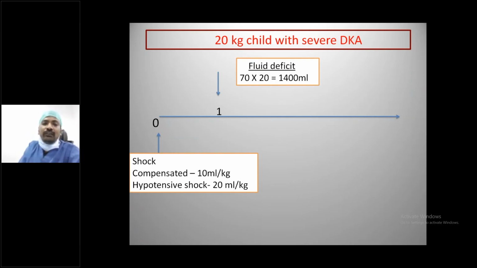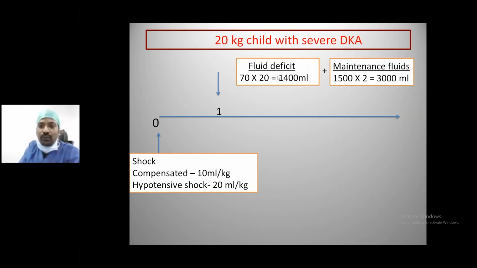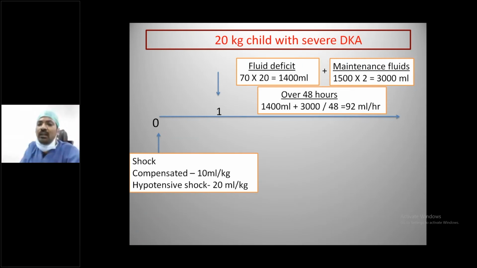After 1 hour, we calculate the fluid deficit. For a 20 kilo child, the deficit is 6.5 to 8.5% of the body weight. We take 7.7% of the body weight, so 70 into 20 comes to around 1400 ml, plus maintenance fluid. As we have chosen to correct over 48 hours, we need to calculate the maintenance fluid for 48 hours. It comes to around 3 liters. So fluid deficit plus maintenance divided by 48 equals 92 ml per hour.